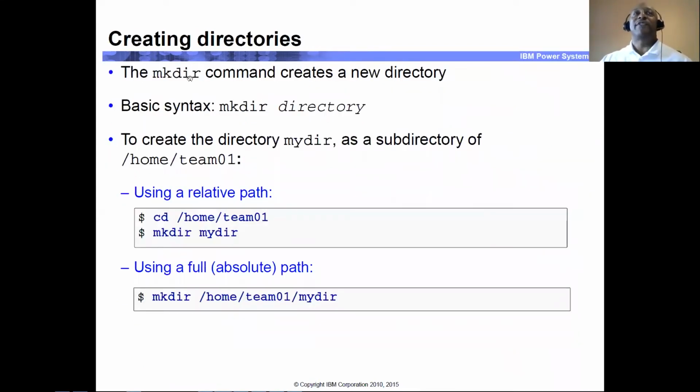So we'll continue with creating directories. Again, within AIX, we can actually create directories with the mkdir command. So mkdir, simply, creates or allows us to create a new directory. The basic syntax is mkdir followed by whatever directory name you would like to create. All right, so notice what the customer is doing here.